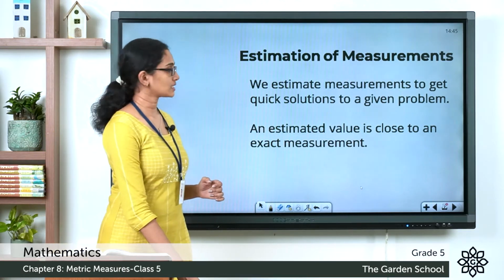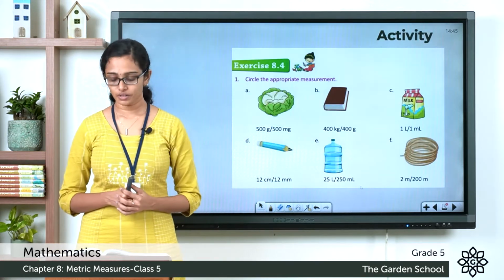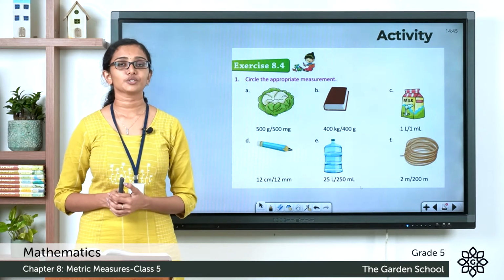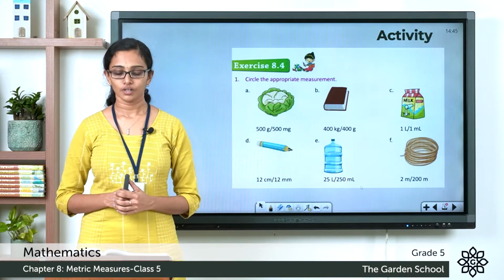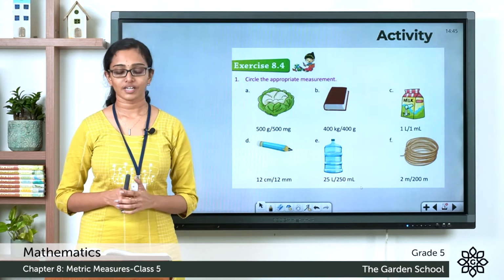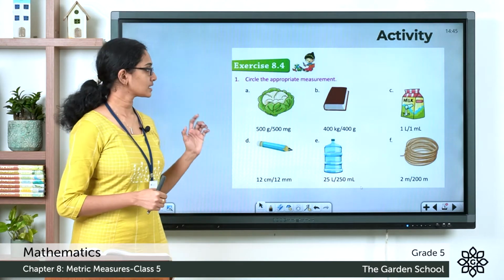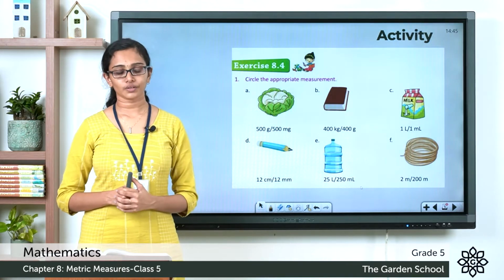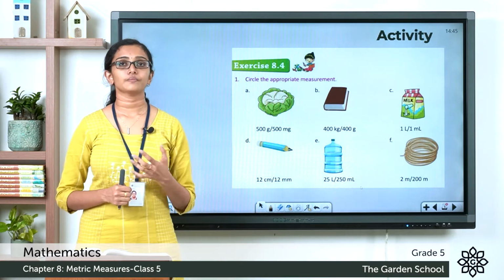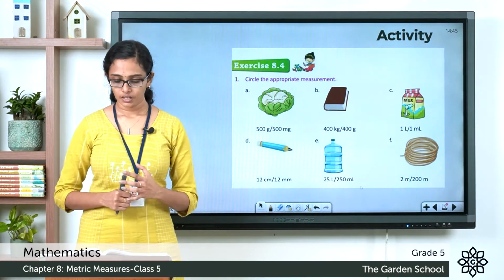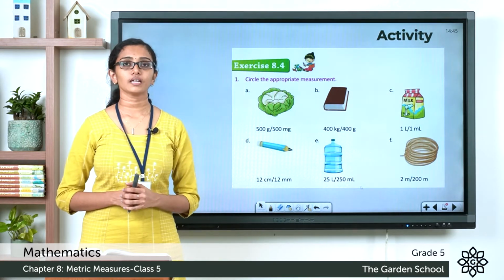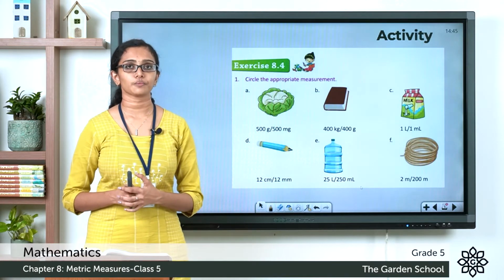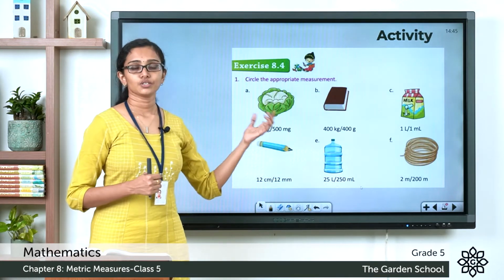We'll do an activity. All of you please take your textbook and turn to page number 135. You see the exercise 8.4. You can see these questions there. Let me read out the question to you. Circle the appropriate measurement. You can see different pictures given there. You have to guess or estimate the measurement of each of the things shown there.